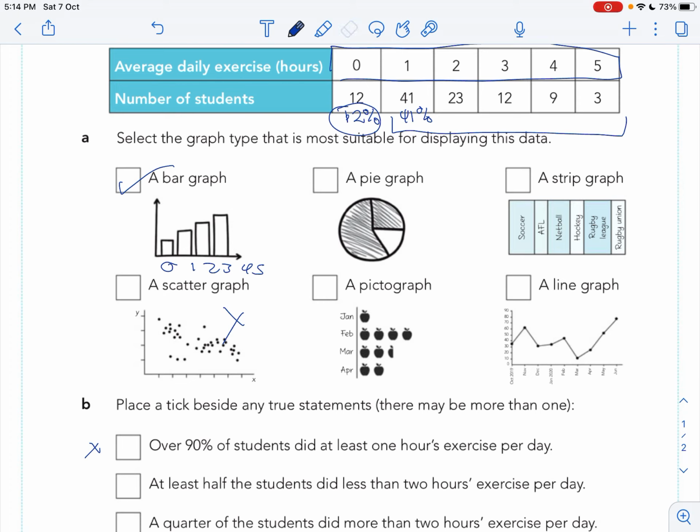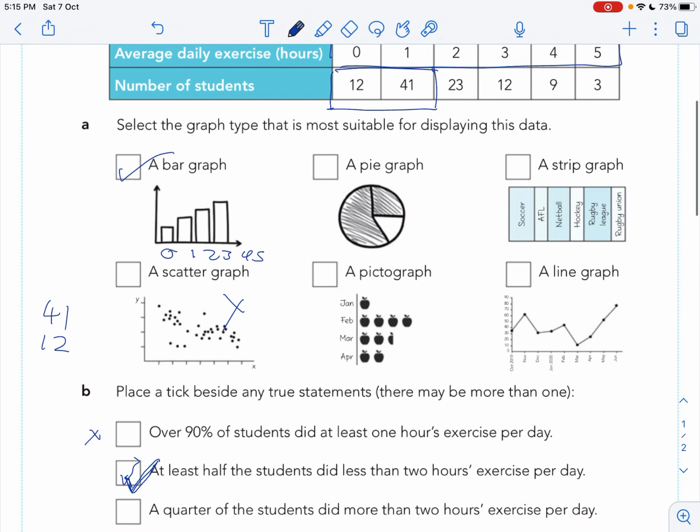Said at least half the students, I'll just take that out now, did less than 2 hours. So when we talk about less than, we're talking about not including it, the 2. So we add 41 and 12 together. 41 and 12 is 53. Yes, that's true. At least half the students did less than 2 hours a day.